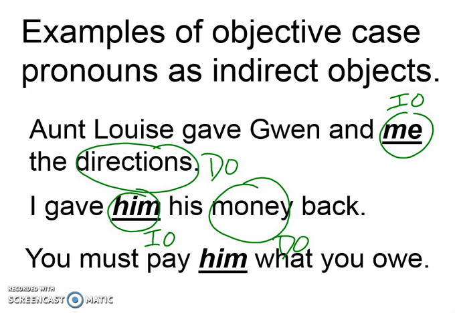And you must pay him what you owe. This is a little tricky. The last part of the sentence, what you owe, is a noun clause, but it functions as the direct object. You must pay what? You must pay what you owe. To whom do you pay what you owe? Him. You're looking at the indirect object.